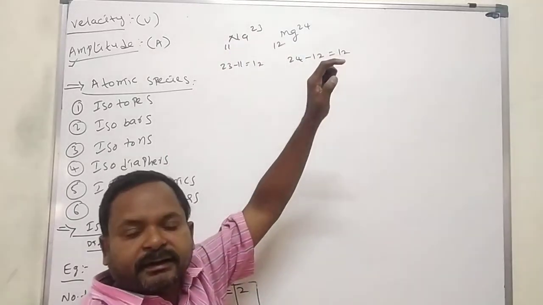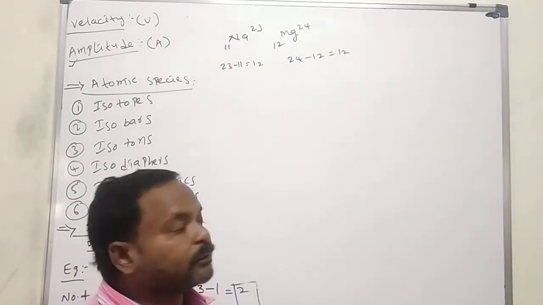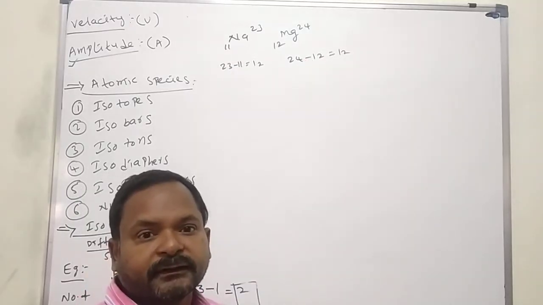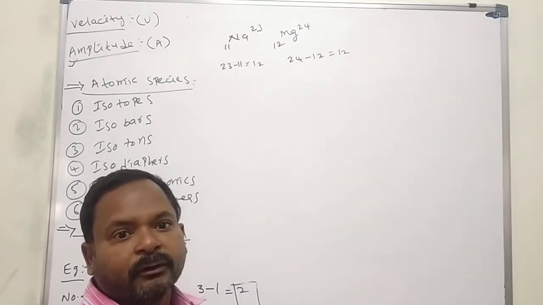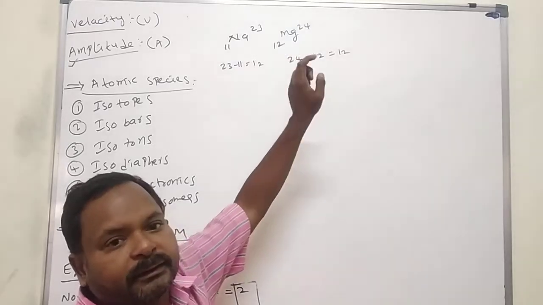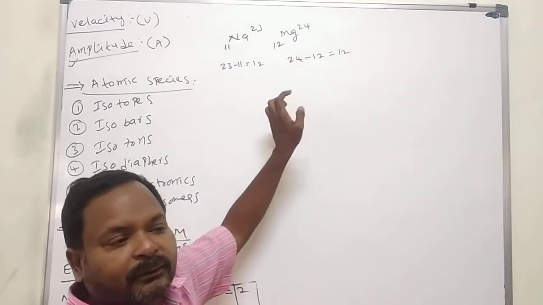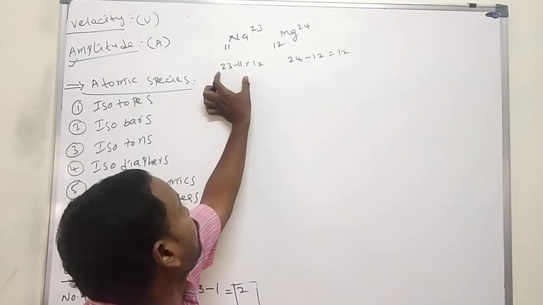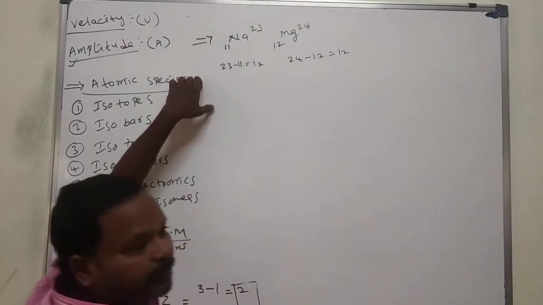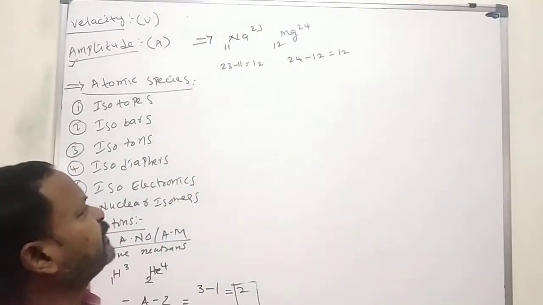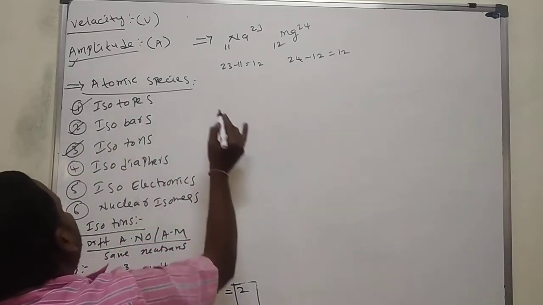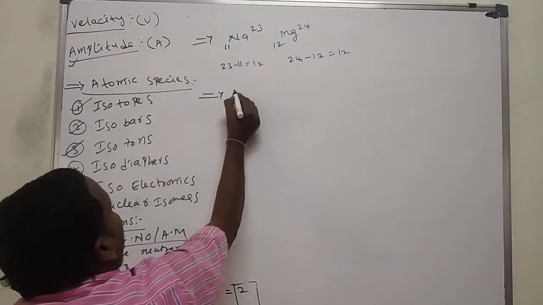Aluminium is also the same, but aluminium has mass 27. In some books they give 13 plus 12, 25. Some books give 25, but here we do not consider the differences among books. So these two are the important isotones. Isotones finished, isobars finished, isotopes finished. In continuation, we'll see the isodiaphers.